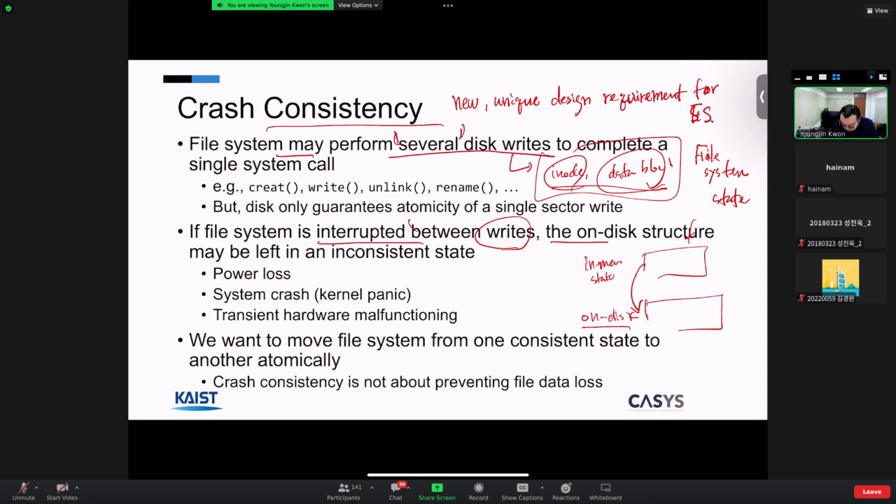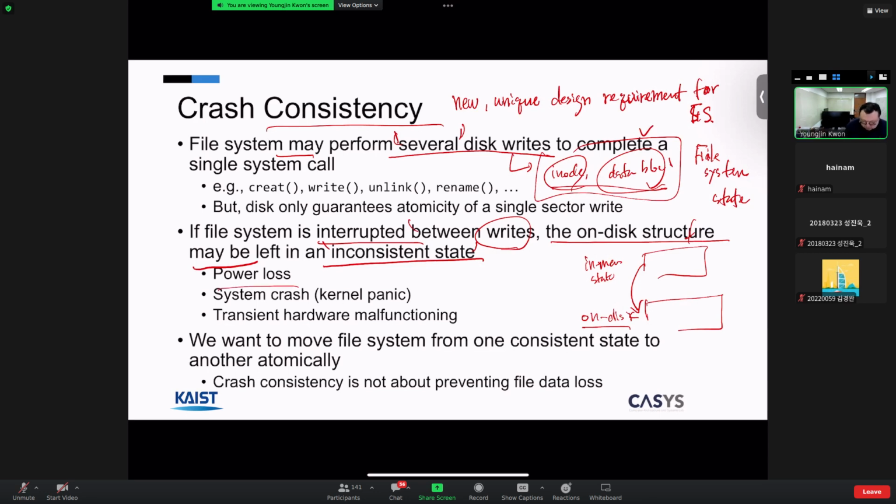Then the on-disk structure may be left in an inconsistent state. So I need to define what the inconsistent state is. By state, I'm talking about these data structures: data, the bitmap, and superblocks. The disk only guarantees a single sector write, which is either entirely applied to the hard disk or not. But if you make multiple sector writes, then between the sector writes, it may not be.